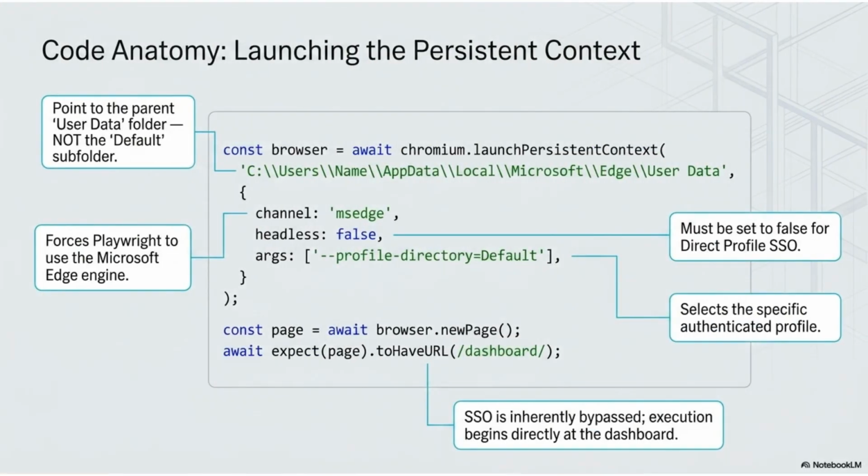This code snippet shows how to launch the persistent context. It points to the parent user data folder, forces Playwright to use the Microsoft Edge engine, and selects the specific authenticated profile for direct dashboard access.